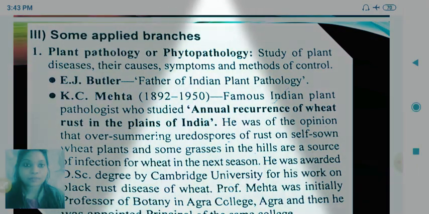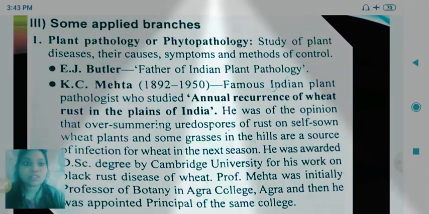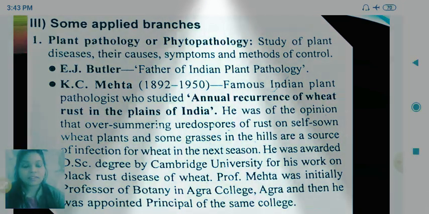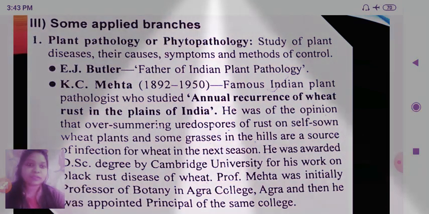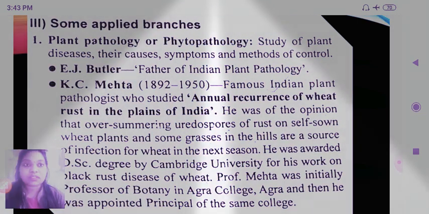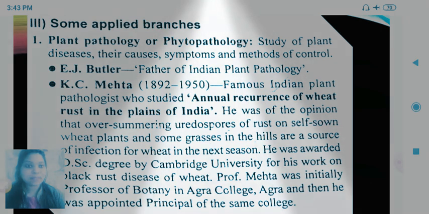So, these are some: plant pathology and phytopathology. What do we mean by plant pathology or phytopathology? Plant pathology means the study of disease, and we already know that plants can have various diseases, either leaf diseases, or caused by mites and other organisms. Plant pathology or phytopathology means the study of plant diseases, their causes, symptoms and methods of control.